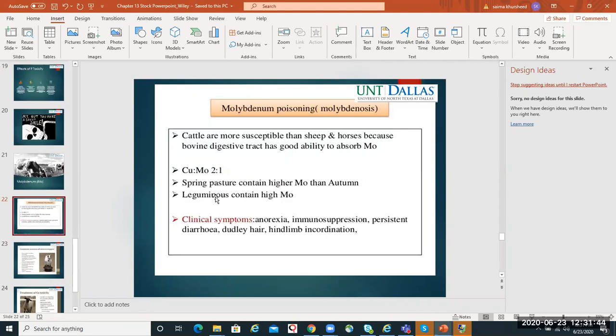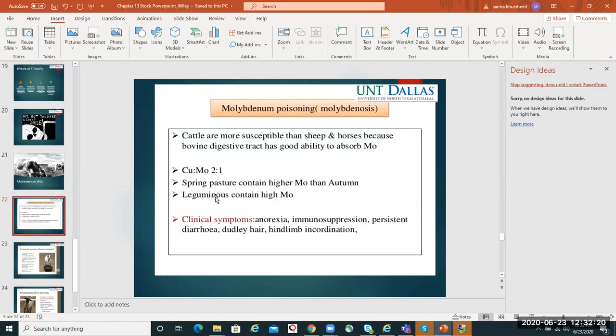The syndrome became known as peat scours, or teart, and was later found to be prevented by copper supplementation of the diet. Subsequently, it was discovered that high molybdenum and sulfate intake produced copper deficiency in ruminants. Thus, the primary toxic effect of molybdenum intake is the precipitation of copper deficiency. Leguminous plants sometimes contain high molybdenum. Spring pasture contains more molybdenum than autumn pasture.